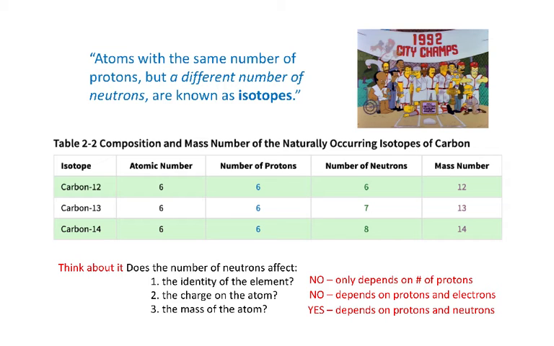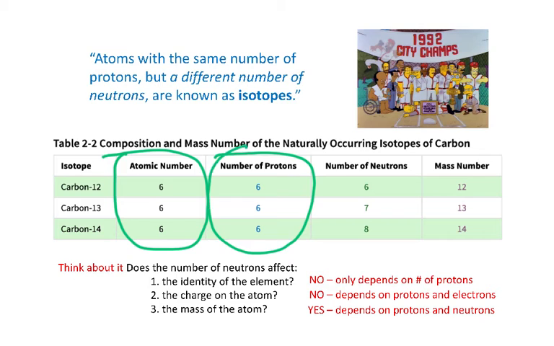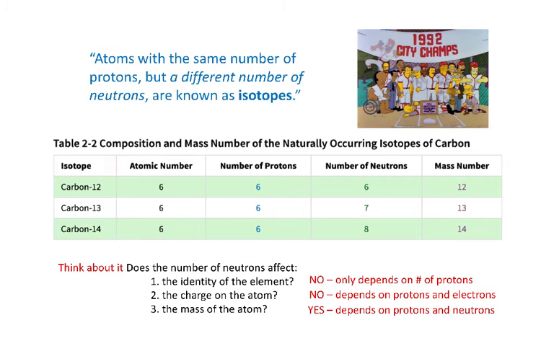Here's carbon, for example. It's atomic number 6, which you know right away means 6 protons. Carbon 12 would have 6 neutrons for a mass of 12. Carbon 13 has 7, or 6 plus 7 is 13. Carbon 14 has 8, so 8 plus 6 is 14. So we can see that the protons are always the same. The number of neutrons can be variable.